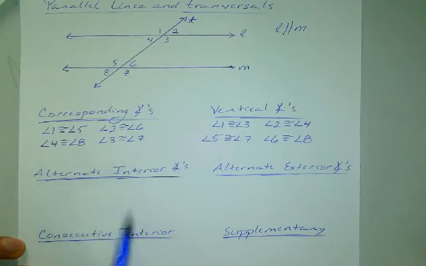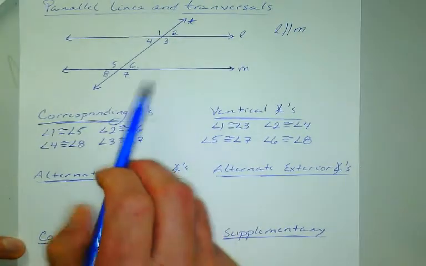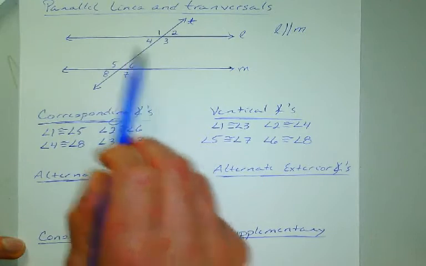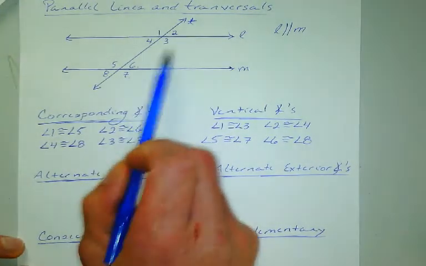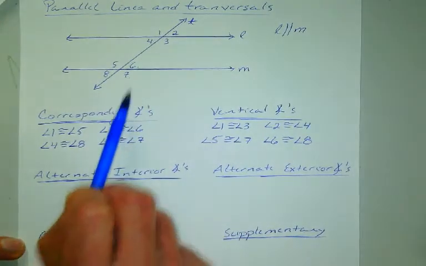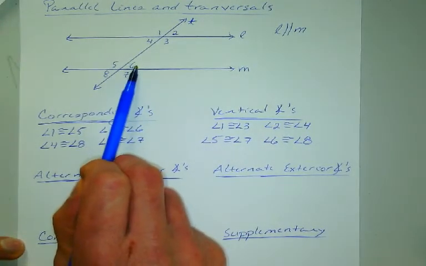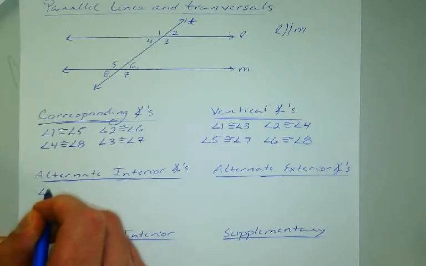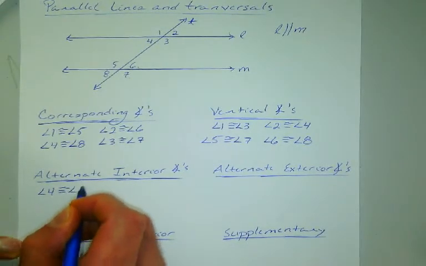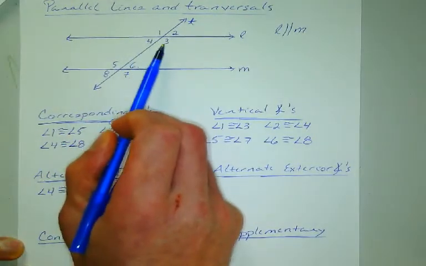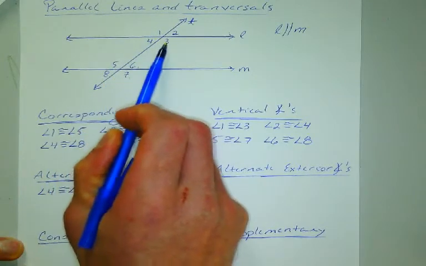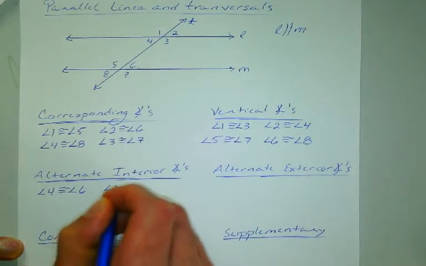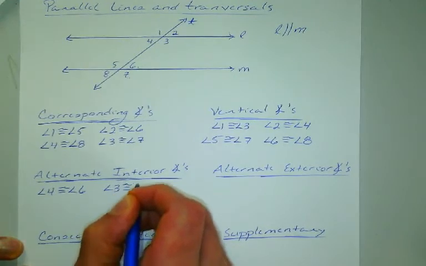Alternate interior angles. All right. These are angles that are on the inside of the parallel lines, like 4 and 3, 5 and 6 are on the inside, but they are on opposite sides of the transversal. So for instance, angle 4 is an alternate interior with angle 6. That means they are congruent. So angle 4 is congruent to angle 6. Angle 3 is congruent to angle 5 because they are alternate interiors. So 3 and 5 are alternate interiors. Angle 3 is congruent to angle 5.